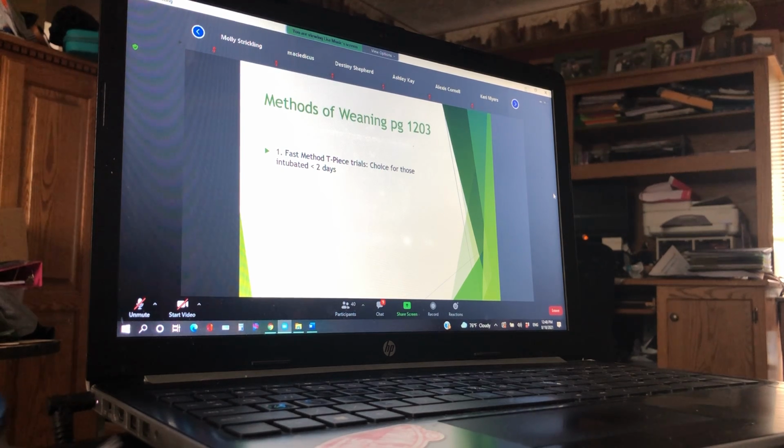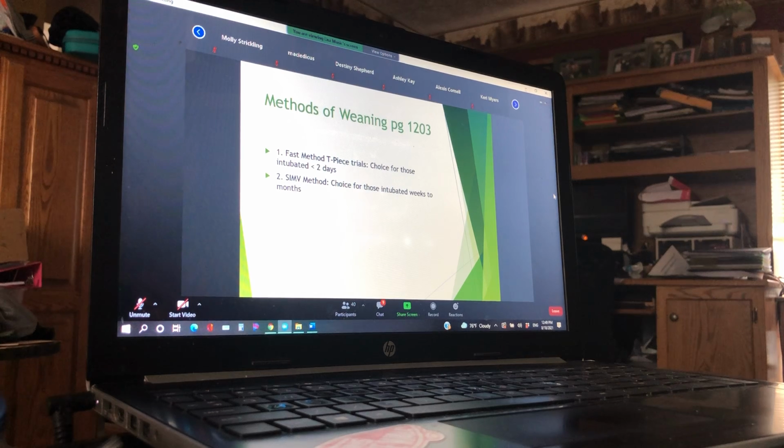Okay? The second piece is an SIMV method. This is the choice for those that have been intubated for weeks to months. Again, the IMV rate is gradually decreased, allowing the patient to breathe more on their own. So if Amber is our patient, and we're going to start, she's a COVID patient. She's been on for a couple of weeks.